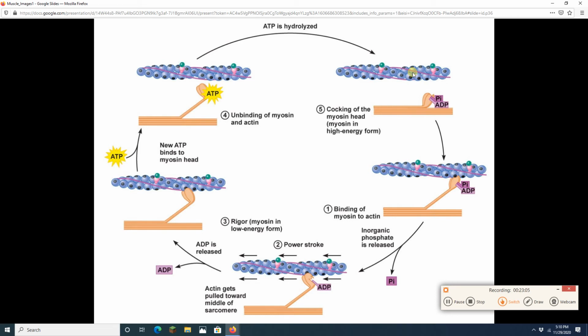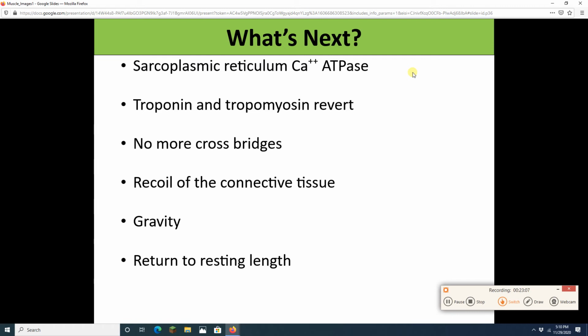Once contraction is done, the sarcoplasmic reticulum is going to steal the calcium back. There's a protein called the sarcoplasmic reticulum calcium ATPase, which uses ATP to vacuum the calcium back into the sarcoplasmic reticulum. Once that calcium starts to disappear, it's no longer going to be binding to troponin. So troponin and tropomyosin are no longer going to be in the same position. Myosin can no longer grab onto actin. So we don't have any more of these cross bridges.